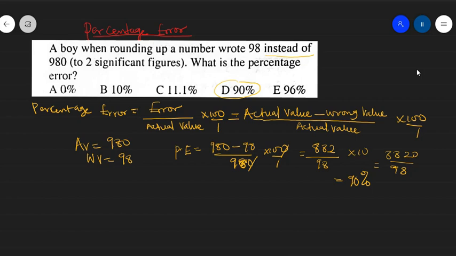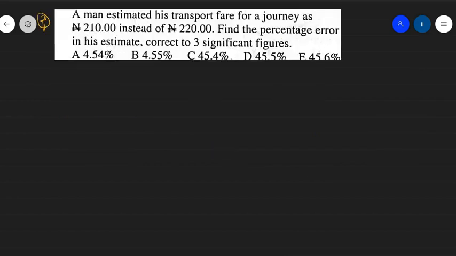The same thing happens, the same approach, the same theory, nothing changes. But anytime you come across a percentage error problem, just have that: the actual value minus the wrong value over the actual value times 100 over 1. That's very important. Now let's look at this second question.